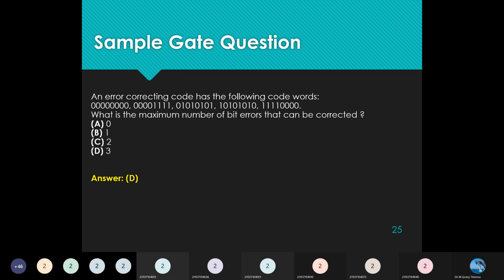We can correct 1 bit, 2 bits, as well as up to 3 bits, not more than that. Otherwise, we have to resend the same data. That is the only possibility. If there is a change in more than 3 bits in a particular block, then we have to resend the data.